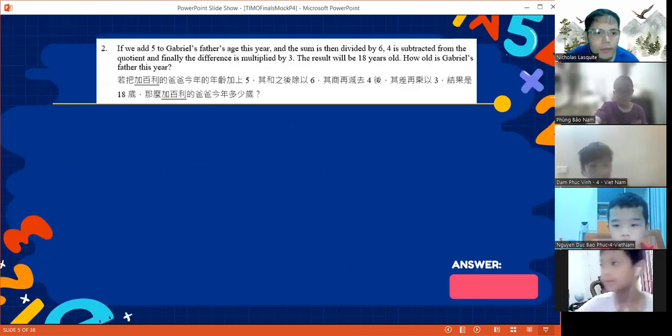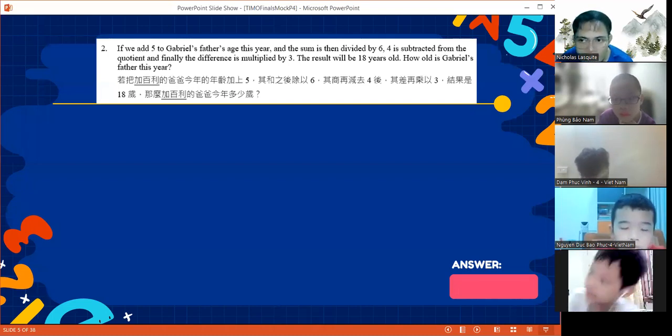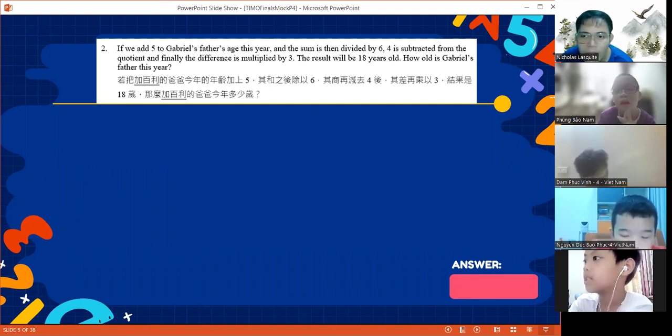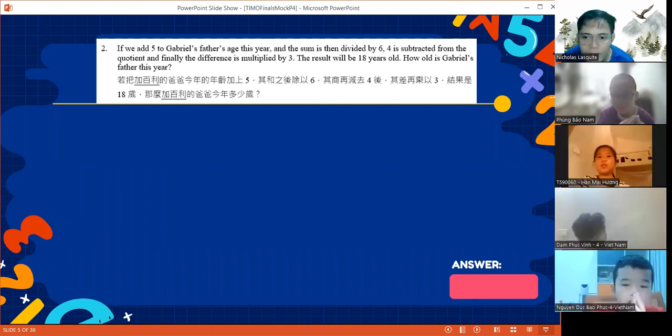Okay. Number 2. Again, the English and then the translation. If we add 5 to Gabriel's father's age this year, and the sum is then divided by 6, 4 is subtracted from the quotient, and finally the difference is multiplied by 3, the result would be 18. How old is Gabriel's father this year?